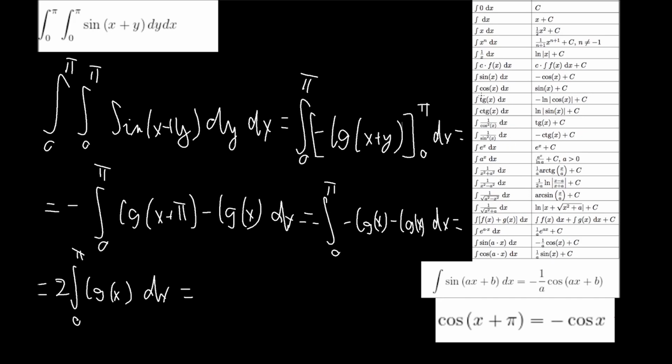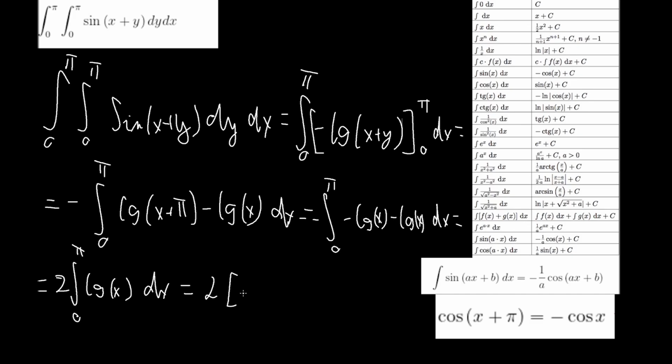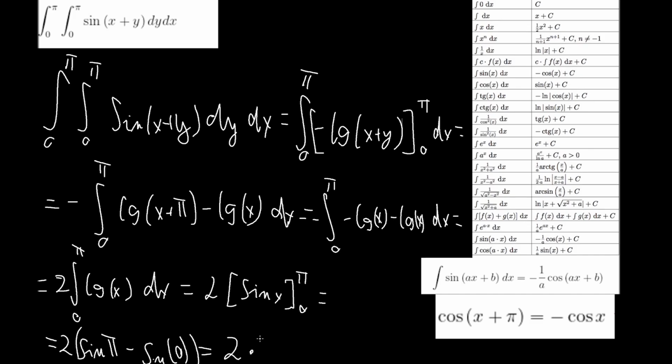Now we just need to integrate the cosine, which is going to give us sine of x in the limits of the integral, meaning pi and 0, which is 2 times sine of pi minus sine of 0, which is going to be 2 times 0 minus 0, meaning 0, since we can just read these values from the trigonometric table of values, which I assume you just know by heart.